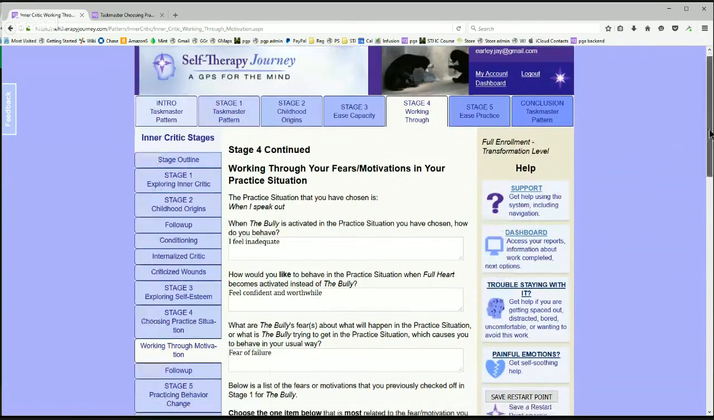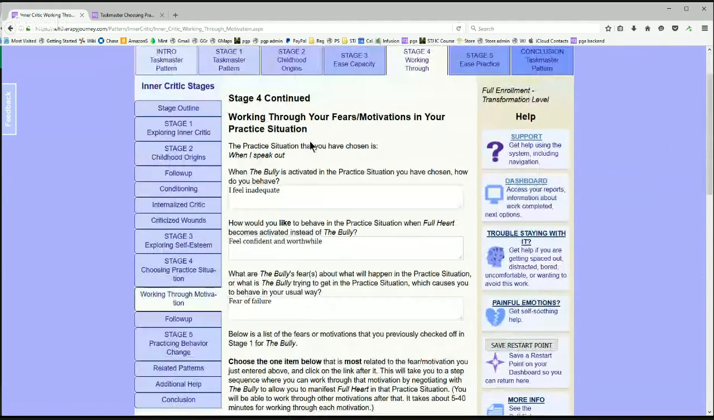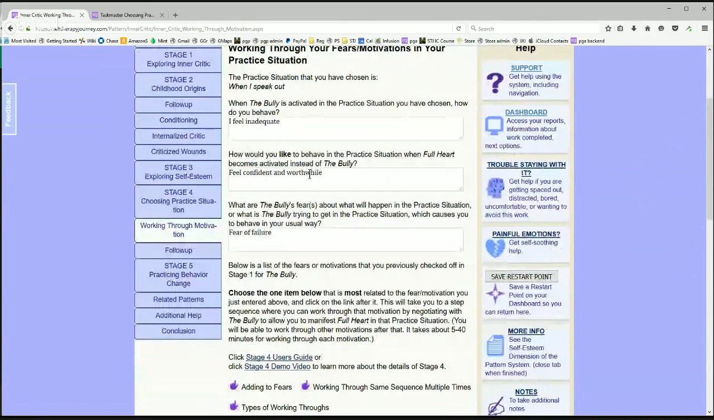So the next one is where you fill in a little more information. First of all, you're going to work through the fears and underlying motivations that drive your inner critic in this practice situation. So in this particular situation, which is when I speak out, by the way, the bully was the name that I chose for the inner critic. So here it is: when the bully's activated, how do you behave? Or in this case, feel. I feel inadequate. How would you like to behave? I'd like to feel confident and worthwhile.